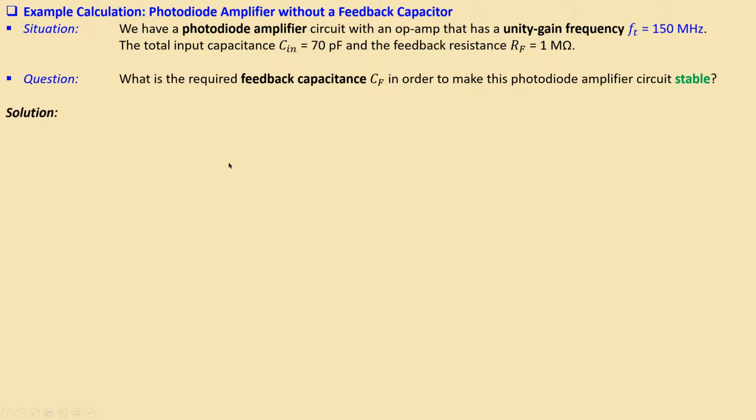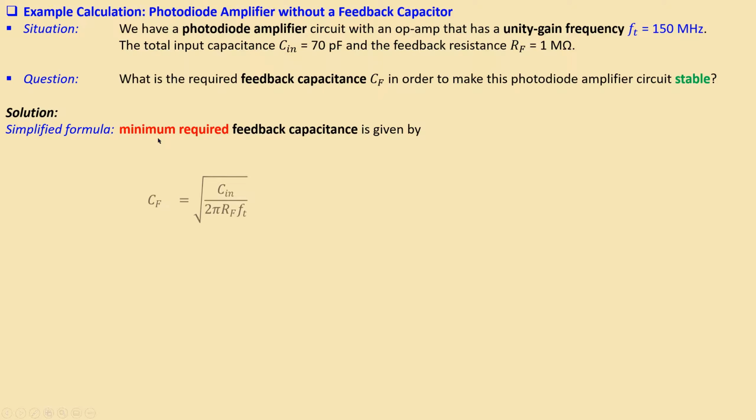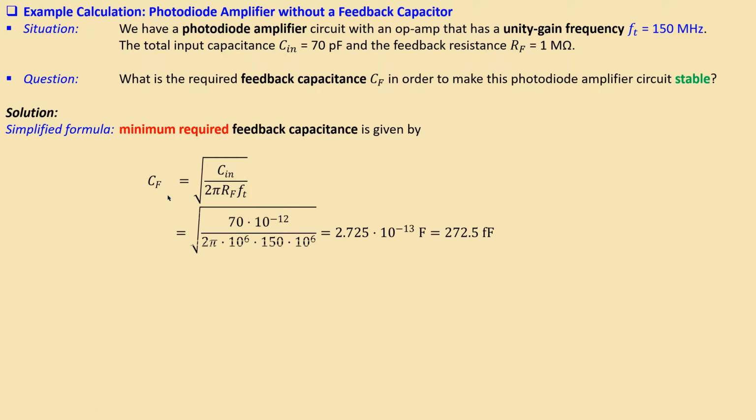So what we can do is the following. There is a solution, and we will now introduce the formulas to do that in an exact form and also in simplified form. First, the simplified form. The minimum required feedback capacitance is given by this expression, with Cin, which is what we have, and RF, and this is the unity gain frequency, and this will give you your minimum required feedback capacitor. If you now substitute the values in here, 1 mega ohm, 150 megahertz, you will have 272.5 femtofarads. That's what you really need at minimum to have a stable circuit.